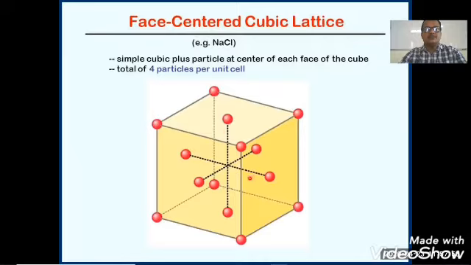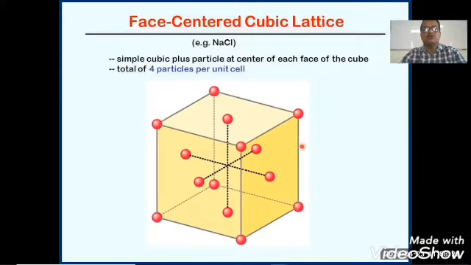Then for the FCC unit cell, the total number of units per unit cell is 4. Because each unit at the corner contributes 1/8, so for 8 units, the total contribution will be 8 into 1/8, which is equal to 1. And each unit at a face center is contributing half towards the unit cell. So 6 units will contribute half into 6, which will be equal to 3.